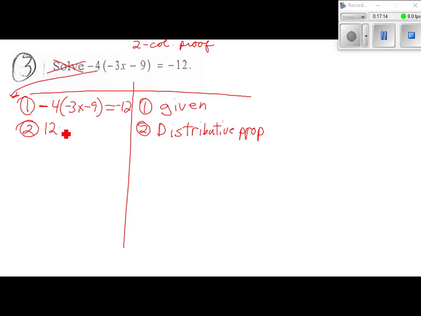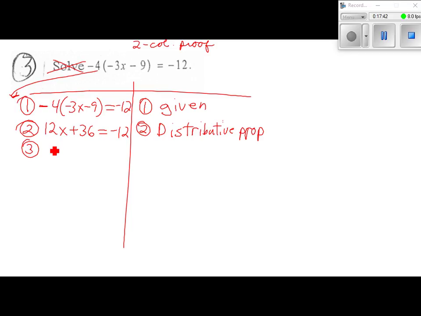12x equals what? Negative 12. Most common mistake on this one? That plus or minus right there. A lot of people put minus because they forgot a negative times a negative gives you a positive. So that messed up your equation all the way down through here. What do I do next?